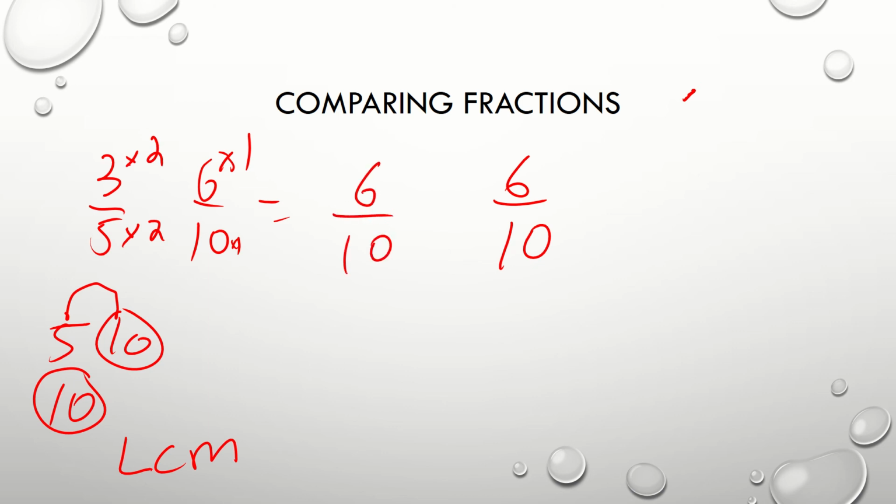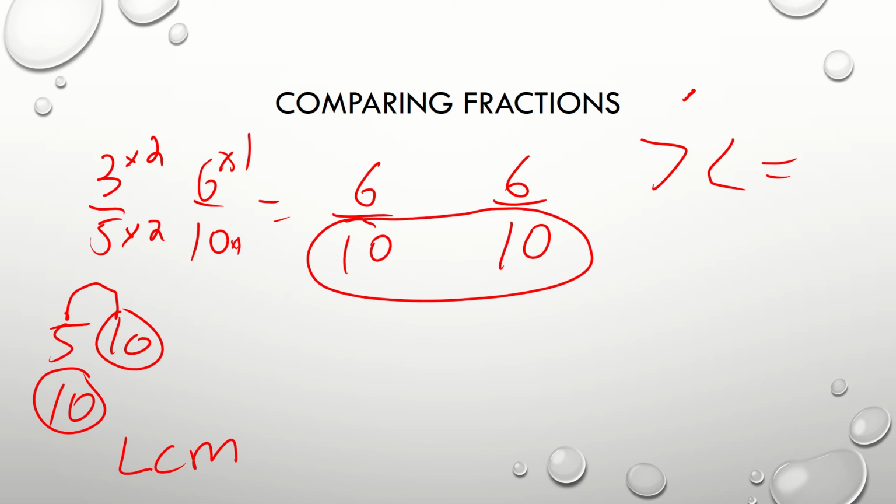Wow, crazy, right? We always have greater than, or equals as our comparison. So here we have 10 as our denominators, and then the crazy thing is here we have 6 and 6. So our answer is going to be equals here. A pretty interesting example there.